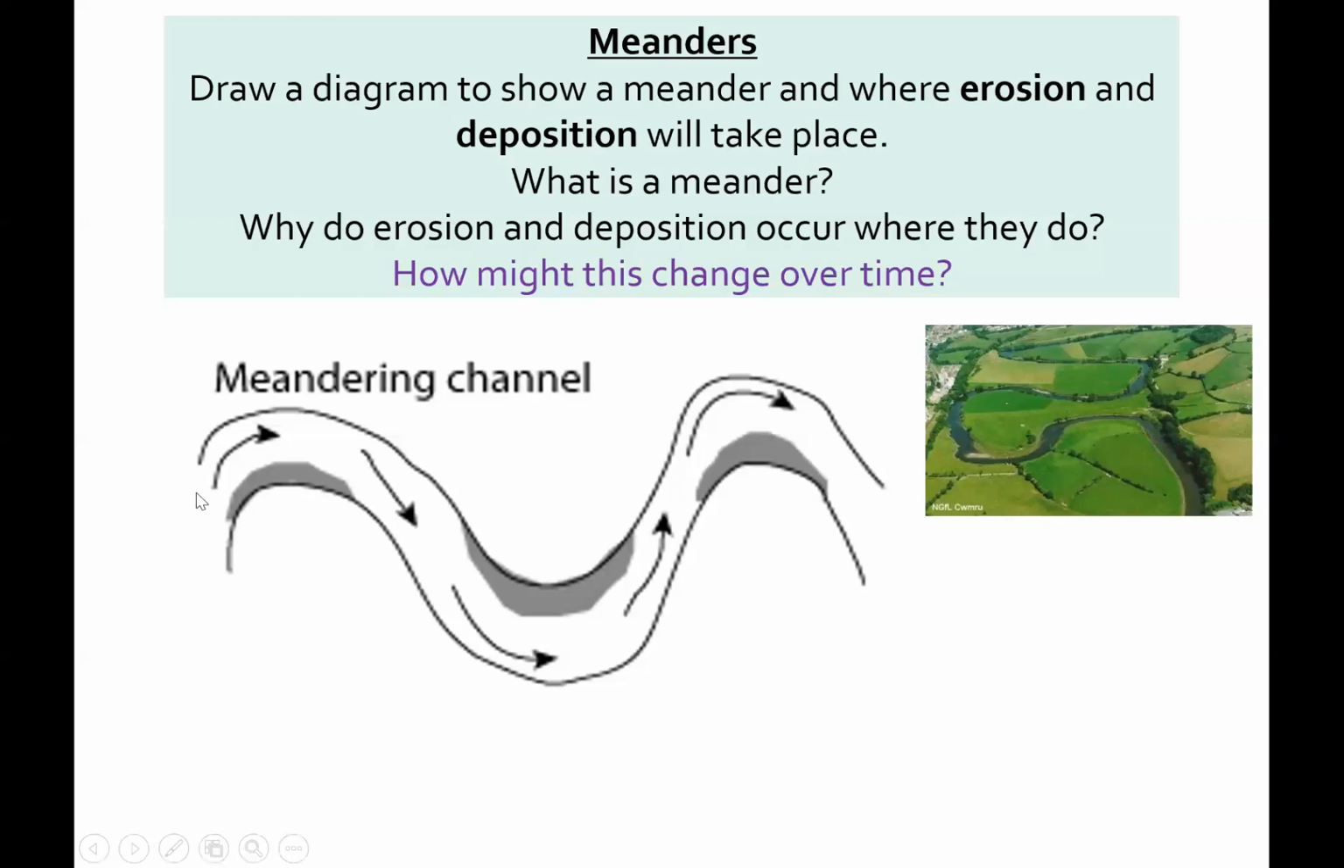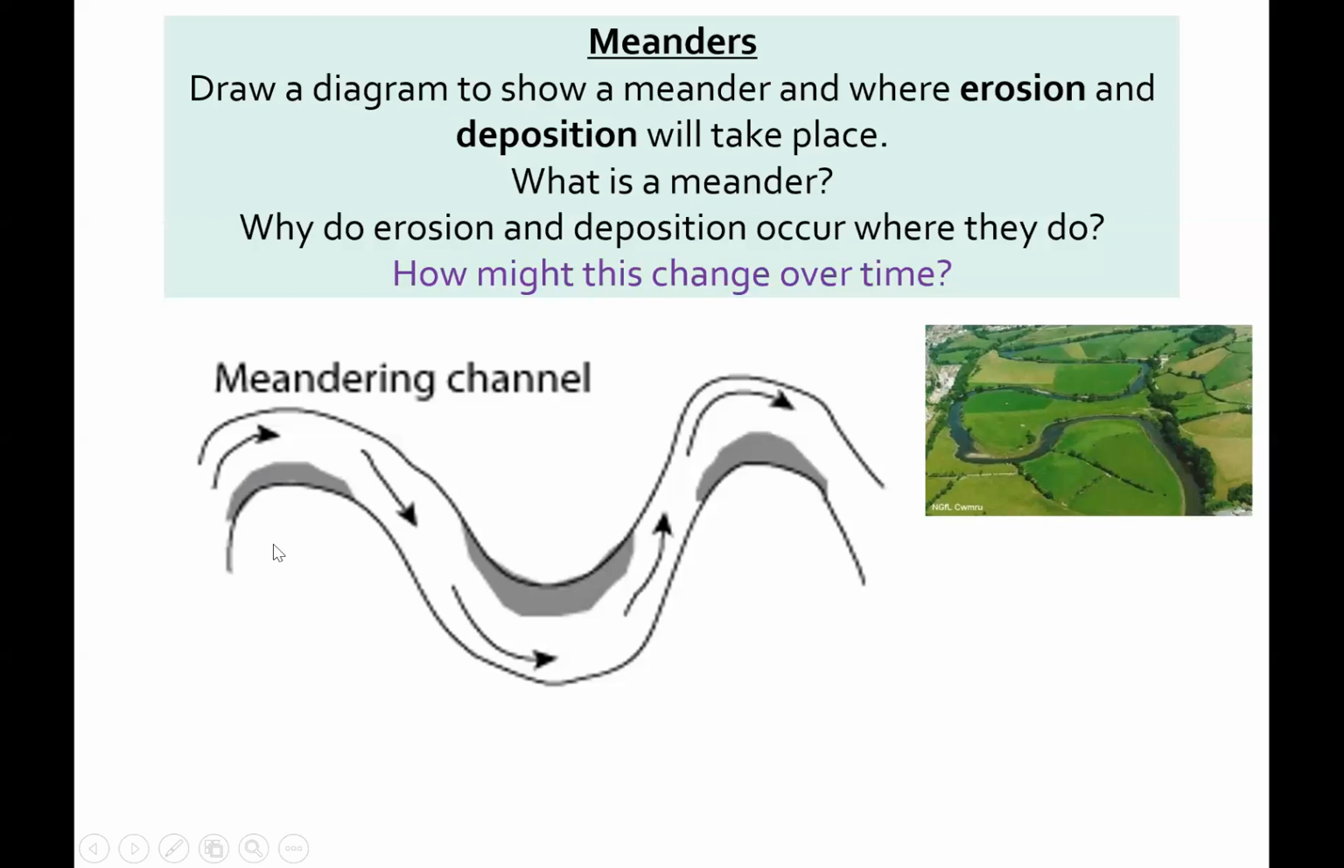The fastest flow of the water goes around the outside, and because it's faster, it's got more energy, so it's in this area here where you get your erosion. Meanwhile, on the inside of the bend, that's where the water is flowing slowest, so you get your deposition, you get your sediment that gets dropped. So that's why erosion occurs on the outside. Fastest flow, more energy, more erosion. Inside of the bend, slowest flow, less energy, deposition.